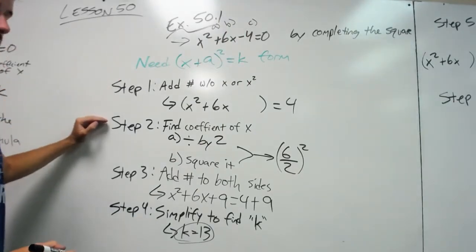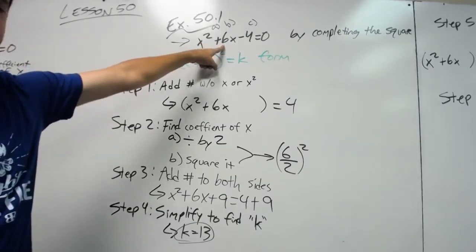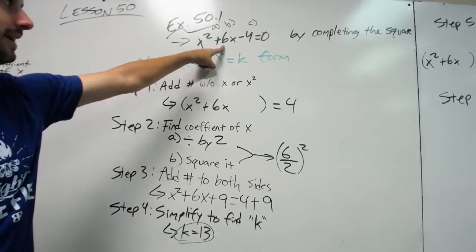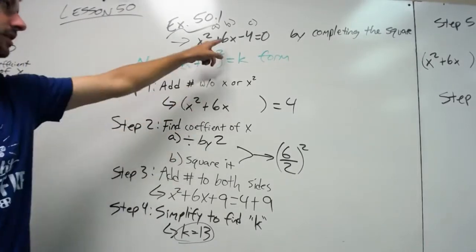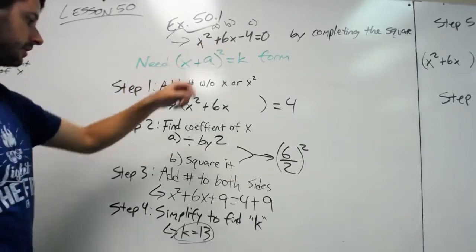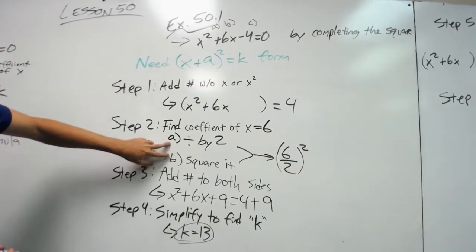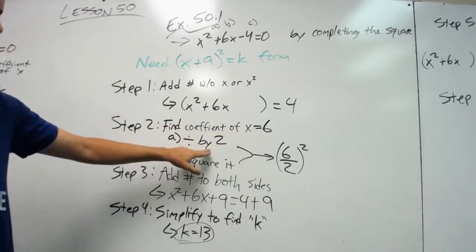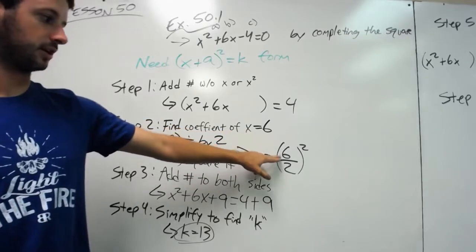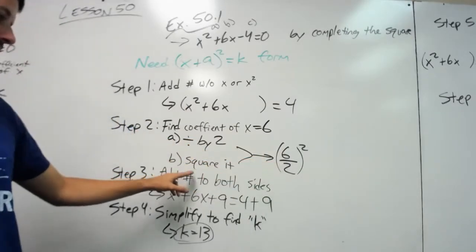Step 2 is find the coefficient of x. The coefficient of x, like we said, is the number attached to the letter x. So our coefficient of x here is the number 6. Now, this has subcategories. Part A is we need to divide the coefficient of x by 2. That'd be 6 over 2. And then the second part is square it.